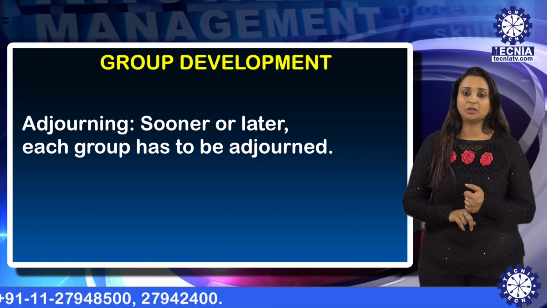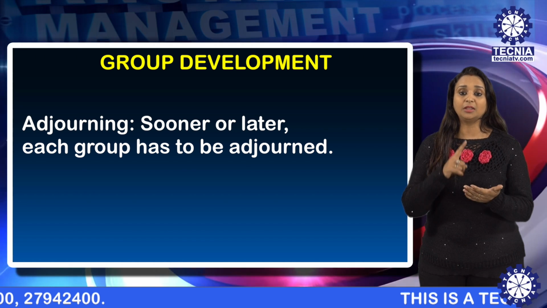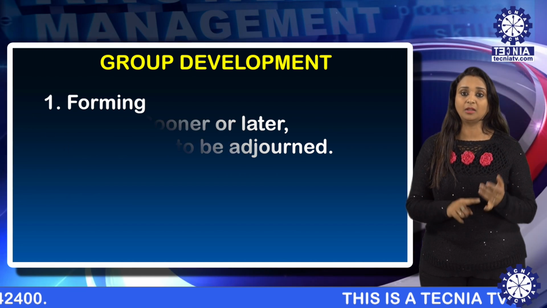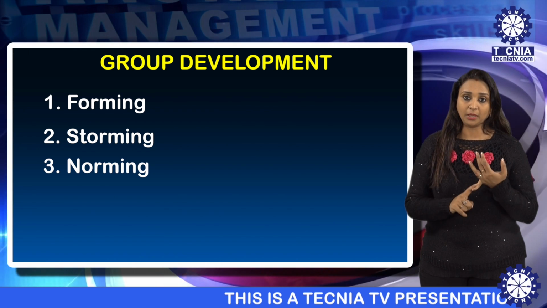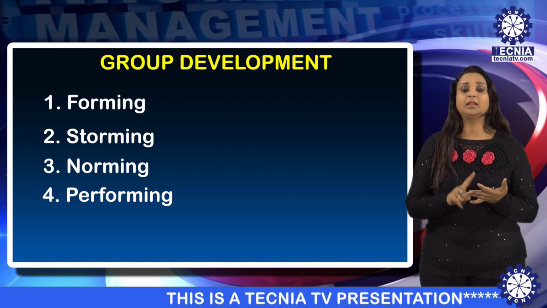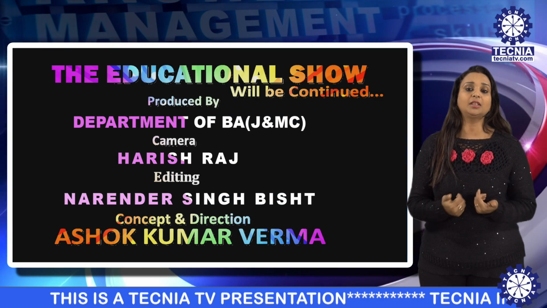So, in this particular topic, what we need to recall and learn are the 5 stages of group development. First one is forming, then storming, then norming, then performing and the last one is adjourning. So, I hope you understand the topic.